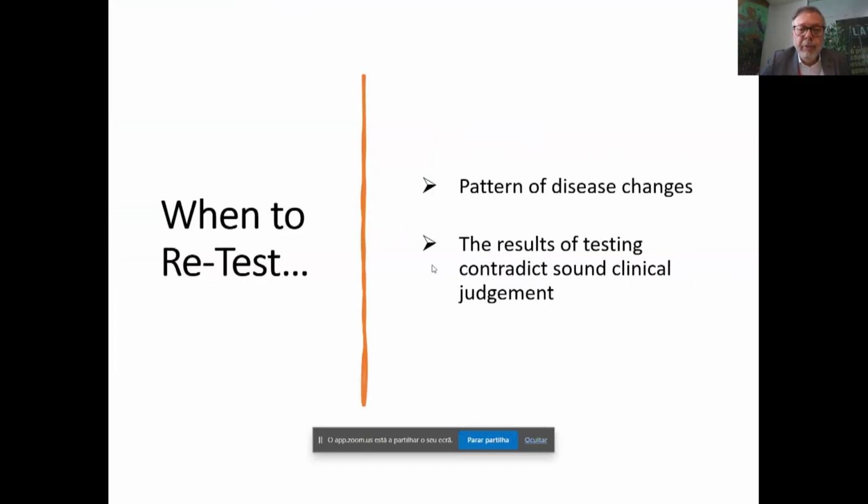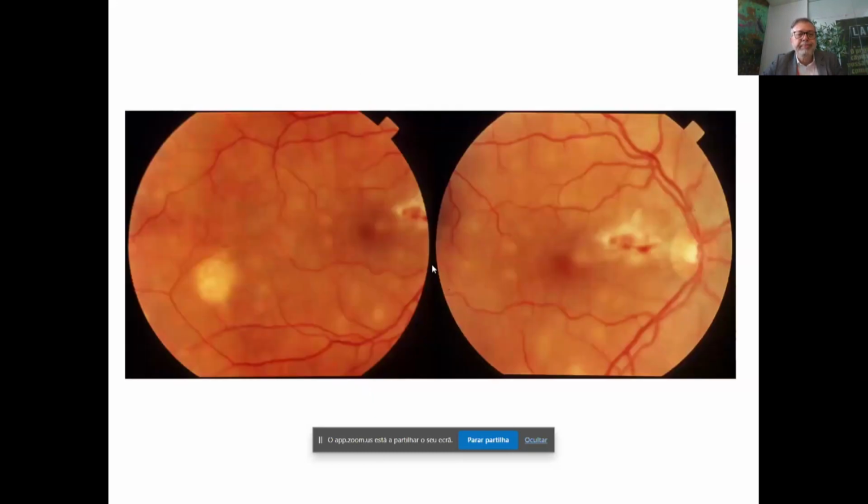When do you retest the uveitis? If the pattern of disease has changed, if it doesn't fit what you're expecting, or the results of the test are contradicting sound clinical judgment. So I know we're going to have discussions about birdshot later on, but having an HLA-29 positive and concluding that a uveitis related to a scar in the back of the eye is birdshot is incorrect, because that test does not fit the phenotype expected for a condition of birdshot.